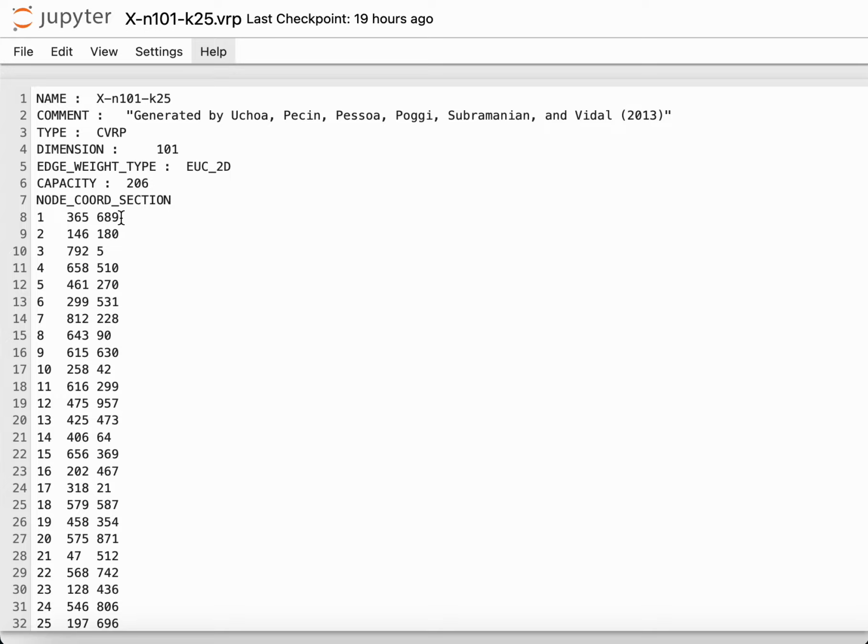The most critical constraint here is the vehicle capacity, which is set to 206 units. Because the total demand across customers exceeds this 206 unit limit, our model is forced to split the work across multiple vehicles rather than one single path.